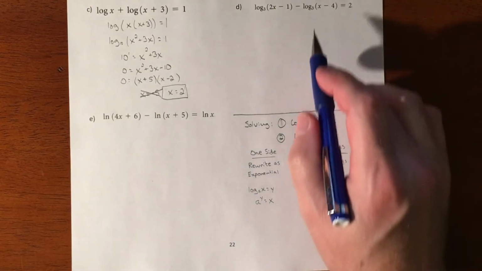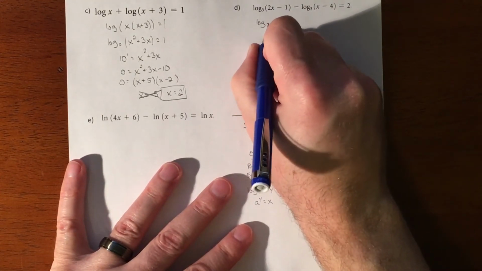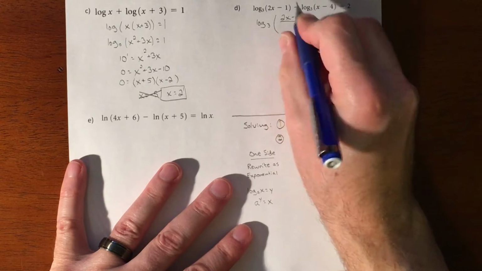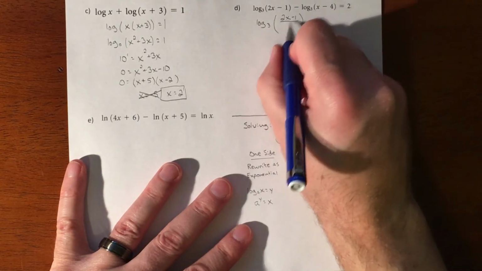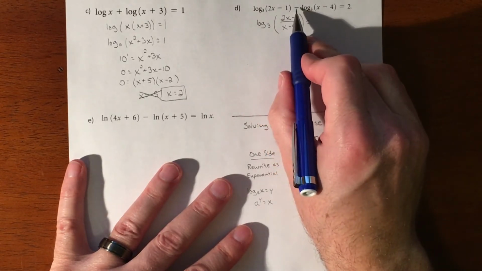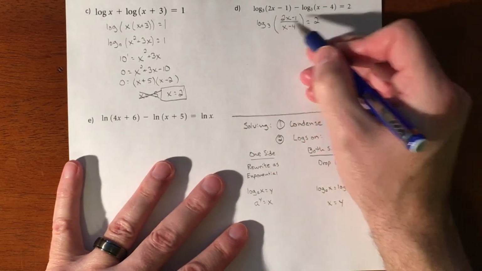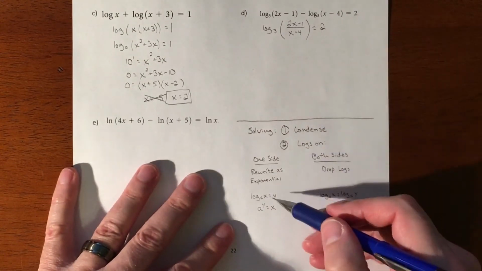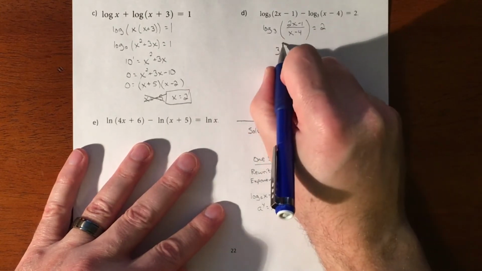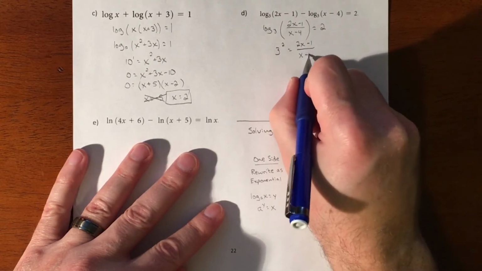All right, so first things first, we're going to pull the logs together, and because it's a subtraction, we are going to have a division problem. So this one minus this one, so it's going to be 2x minus 1 divided by x minus 4. So that subtraction is a property. We condense it together, and we now have division equals 2. So since we have a log on one side, we are going to rewrite it as an exponential. So then it's going to be 3 to the second power equals this, 2x minus 1 over x minus 4.